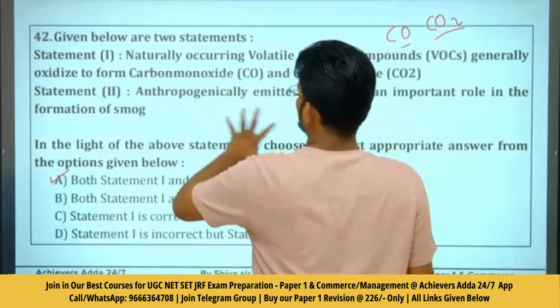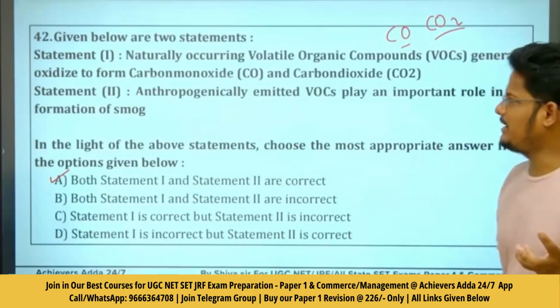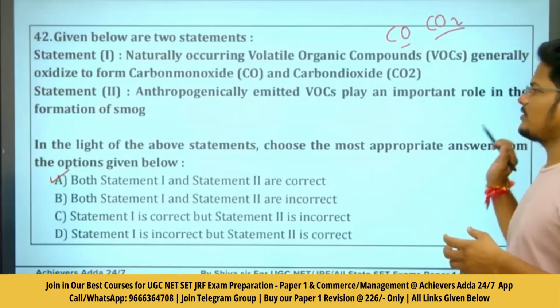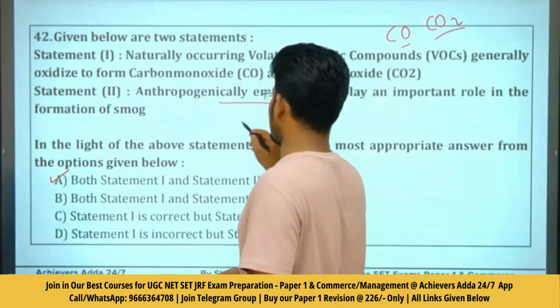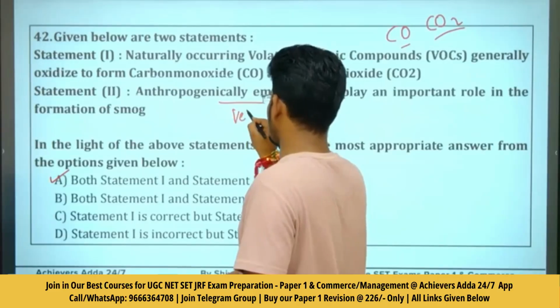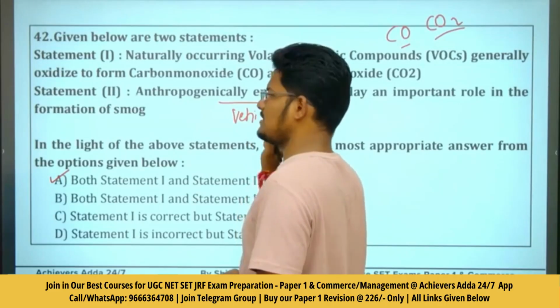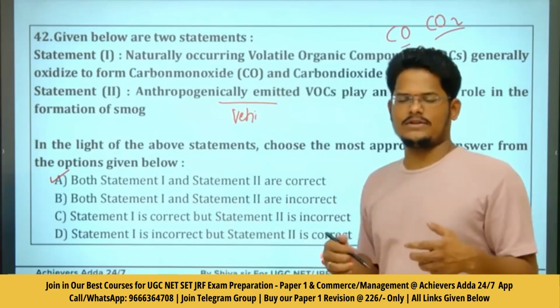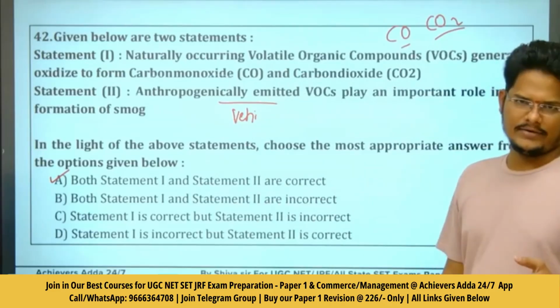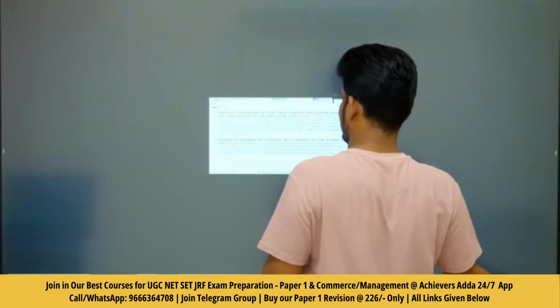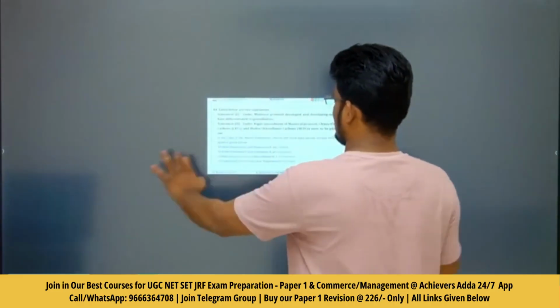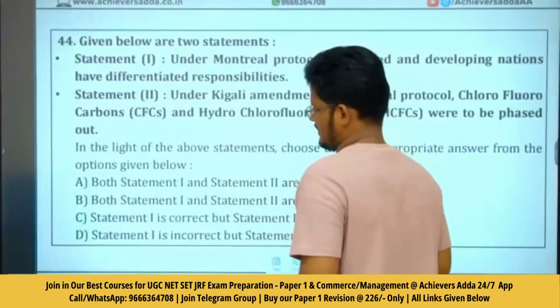Anthropogenically, the humans emit these VOCs, which play an important role in the formation of smog. The best example of human emission is vehicular pollution. From vehicle usage, the production of VOCs is at a high level. The VOCs are produced from industries as well as vehicles.